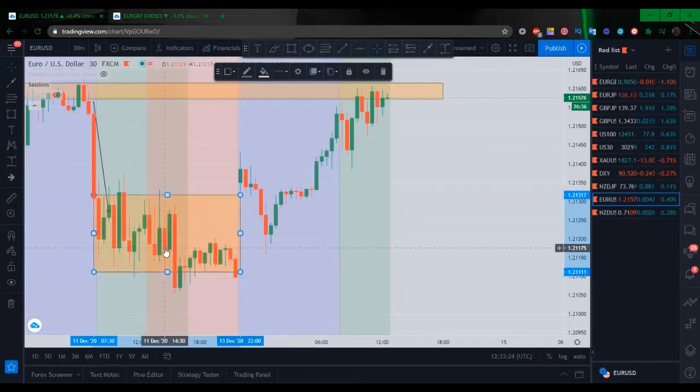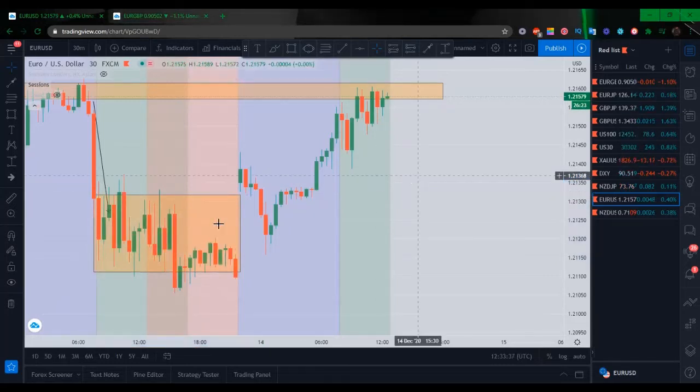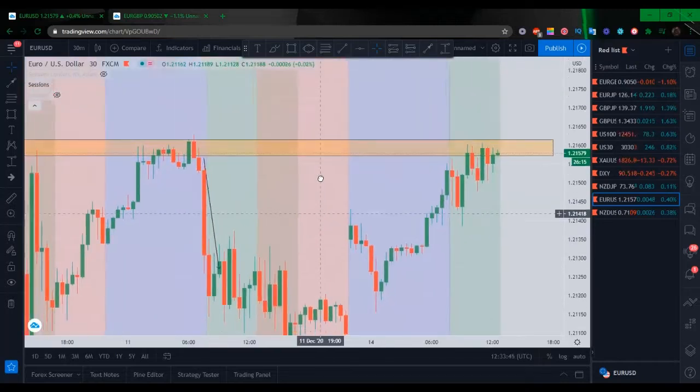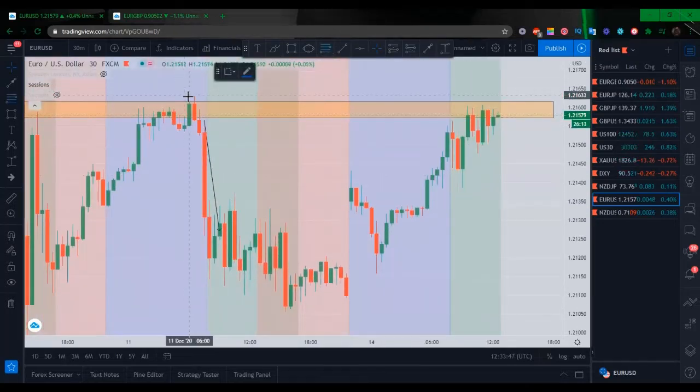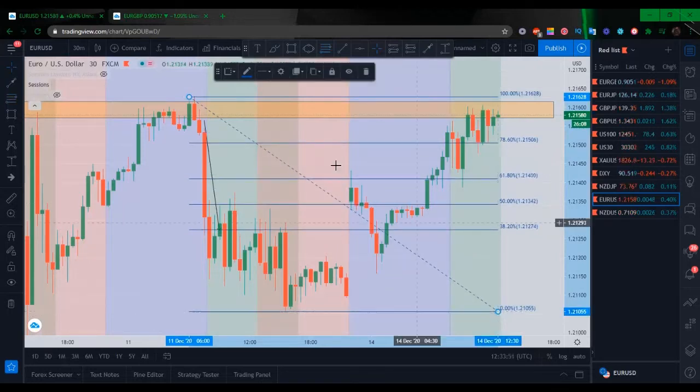This would be a psychology level, where the big institutions are trying to gather up orders for a possible sell. All right, trying to gather up orders for a possible sell, and then the market opened right above here. Now, when I did my calculations for this one, where the market opened, let's draw a Fibonacci on this. The market opened right at the 1.8 Fibonacci level, right off this book here.